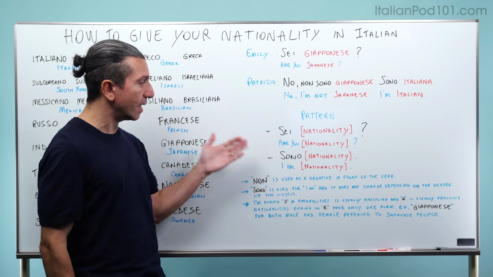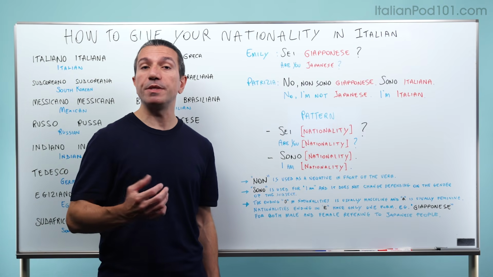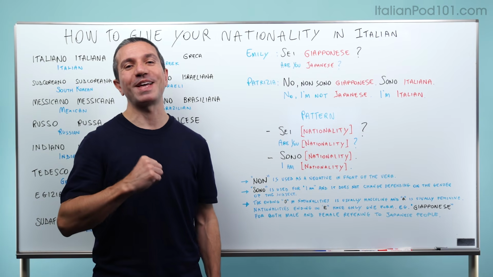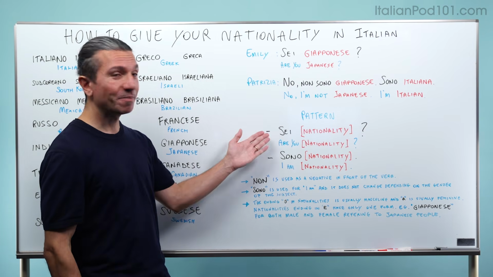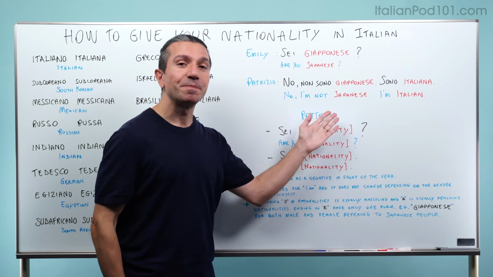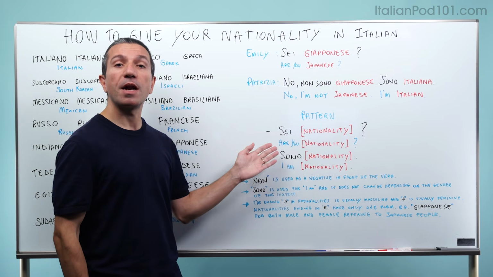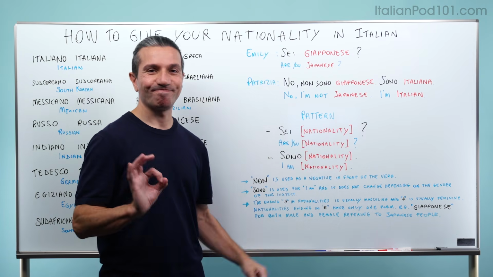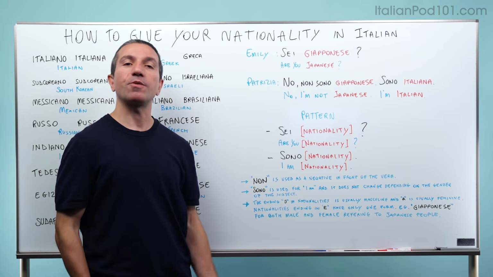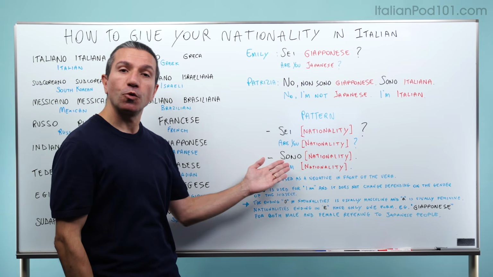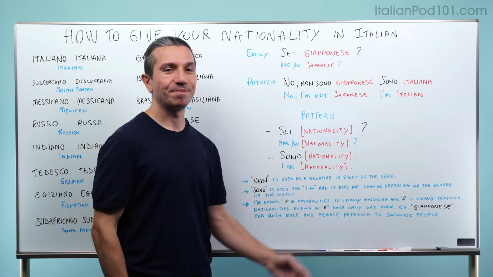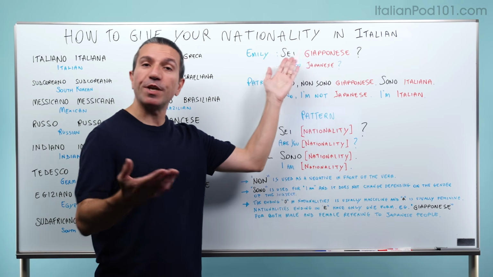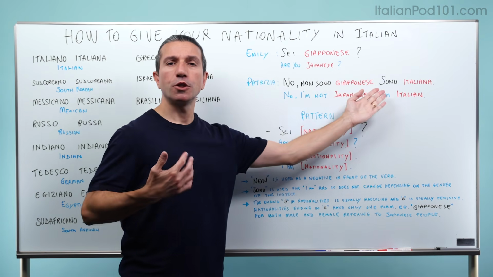Now let's look at the sentence pattern. This pattern will be the structure that all of our dialogues will follow. To ask someone their nationality, you can say, sei nationality? Are you nationality? When giving your nationality, you can say, sono nationality. I am nationality. Sei giapponese? Sono italiana.